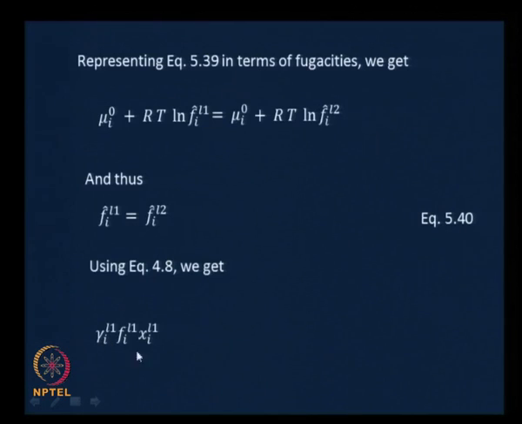gamma i, the activity coefficient in the L1 phase, times fi, the pure component fugacity, times the mole fraction of i in the L1 phase, must equal gamma i in the L2 phase times the pure component fugacity times xi in the L2 phase. So, this is the governing equation for liquid liquid equilibrium.